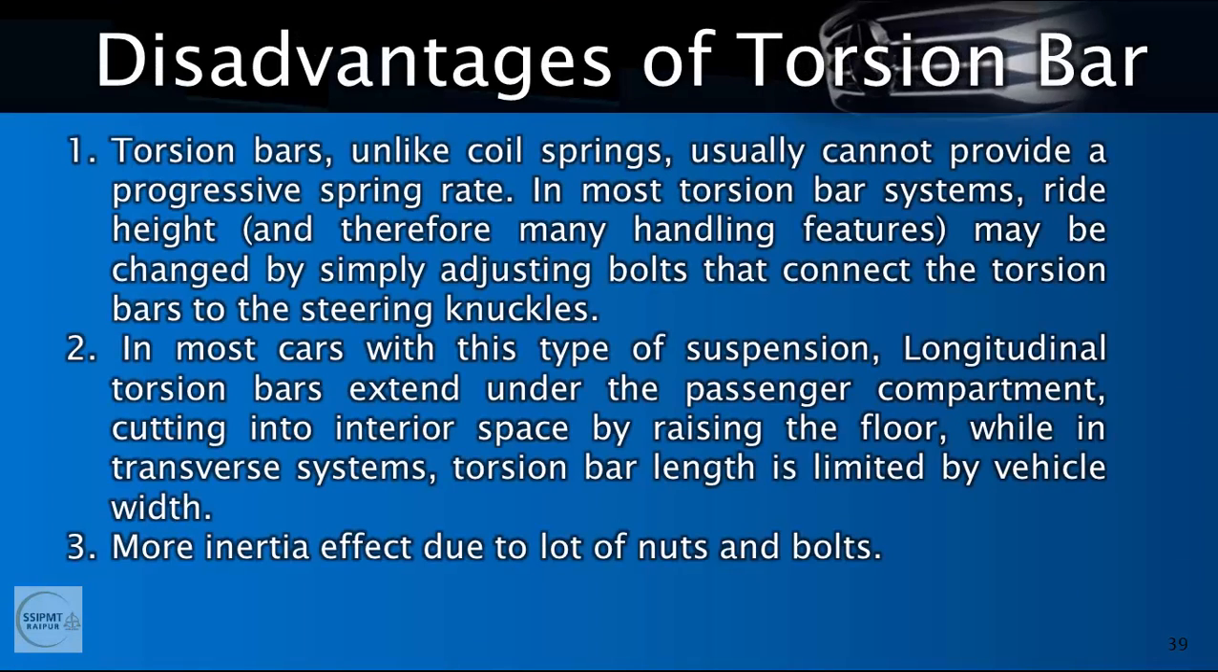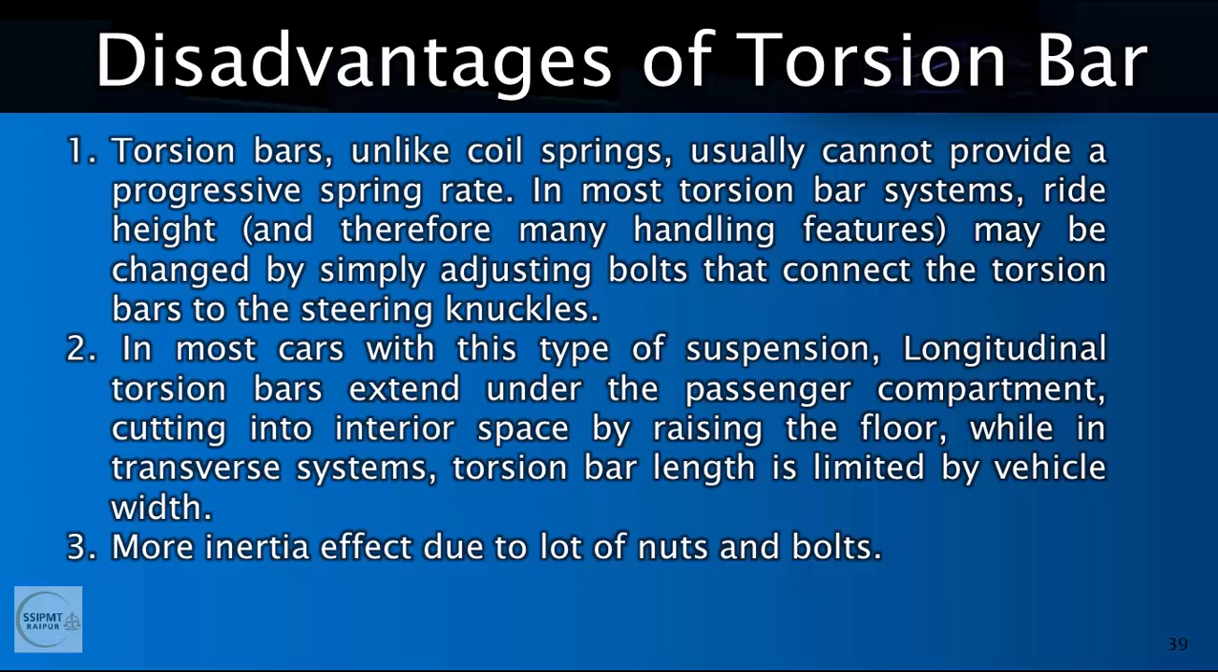Disadvantages of torsion bar. Three disadvantages. It cannot provide a progressive spring rate, as it works as a spring but it's not a spring, right? So we get a very small amount of spring rate. In most of the torsion bar systems, ride height and therefore many handling features may be changed by simply adjusting bolts that connect the torsion bars to the steering knuckles, right?